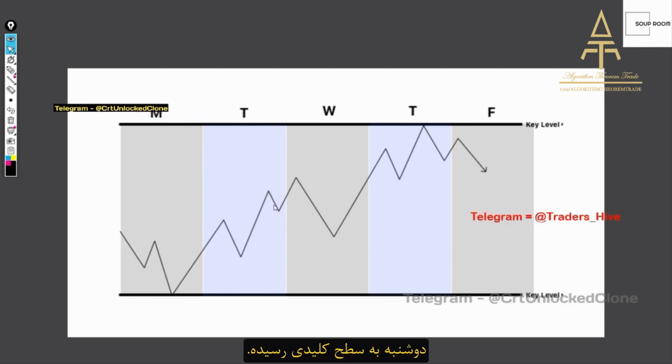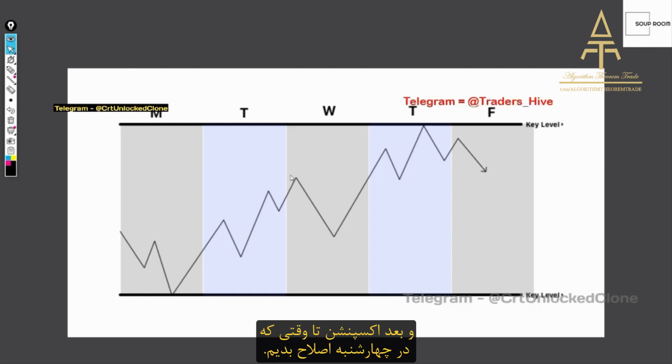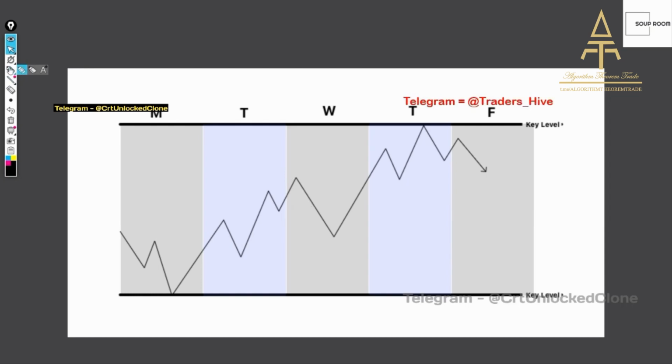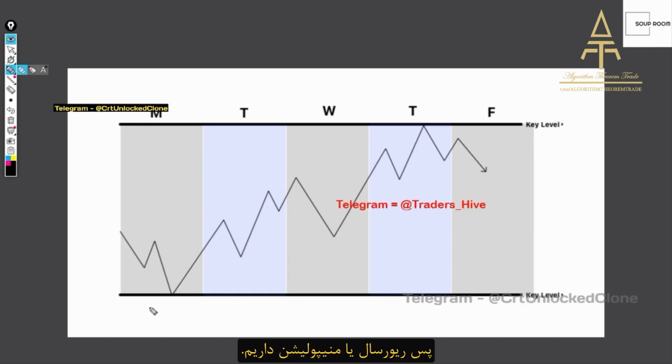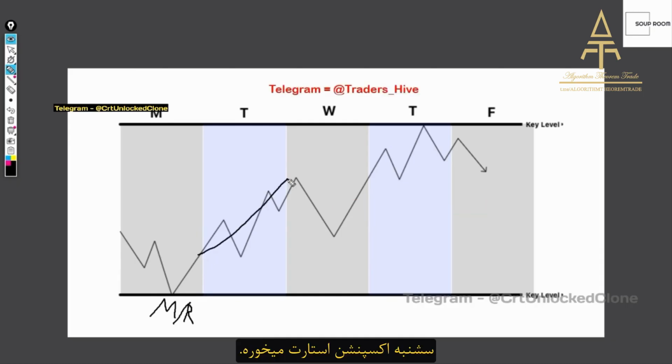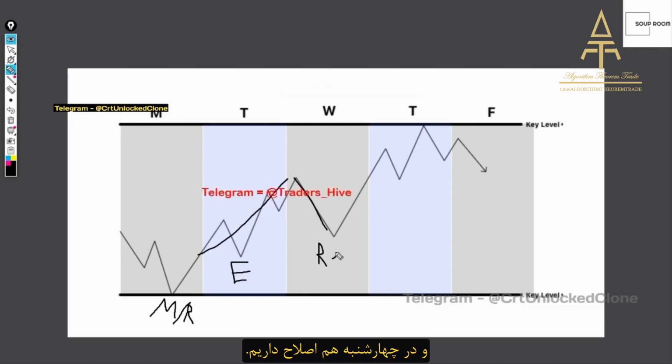So right here you can see Monday tests the key level and then expansion profiles come next with a retracement as well on Wednesday. So we have a reversal profile or a manipulation on Monday. Tuesday begins to expand upwards. Expansion. Wednesday retraces downwards. We have a retracement profile.